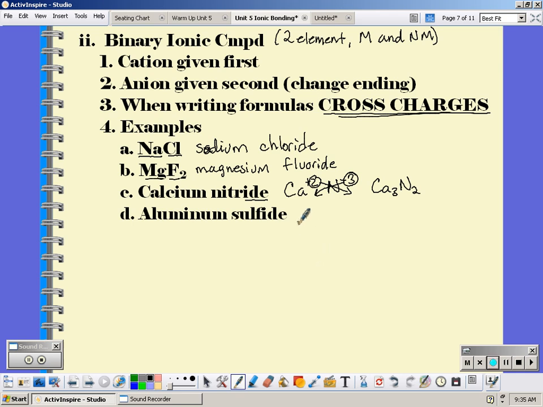Aluminum sulfide. Aluminum is Al+3 because it's in group 13. Sulfide, sulfur off of the periodic table is a -2. So we're going to take our number, cross it down. Positive and negative goes away because now it's a neutral compound. Al2S3.